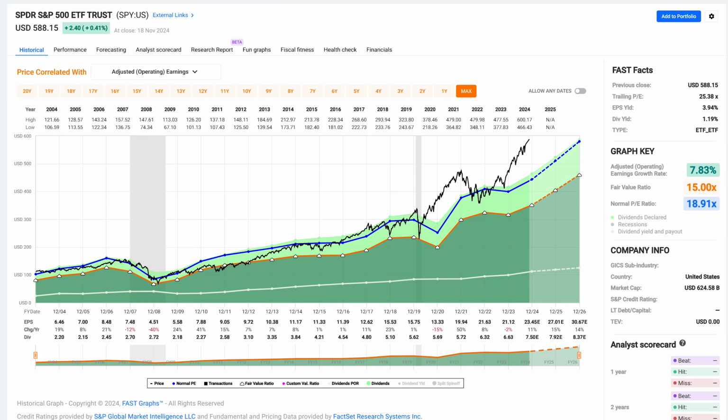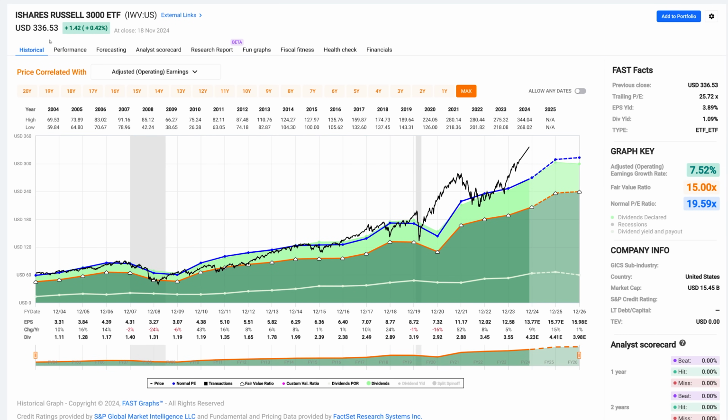We can say the same thing about the Russell 3000 ETF. We have the same situation. Somewhere between 15 and 20 times earnings is normal. The market likes to price this at typically a higher multiple, so a 19.5, or we'll call it a 20 PE, would be reasonable to pay for this. But once again, we're at 25.7. So we've got a very highly valued market, whether you're looking at the Russell 3000 or the S&P 500.